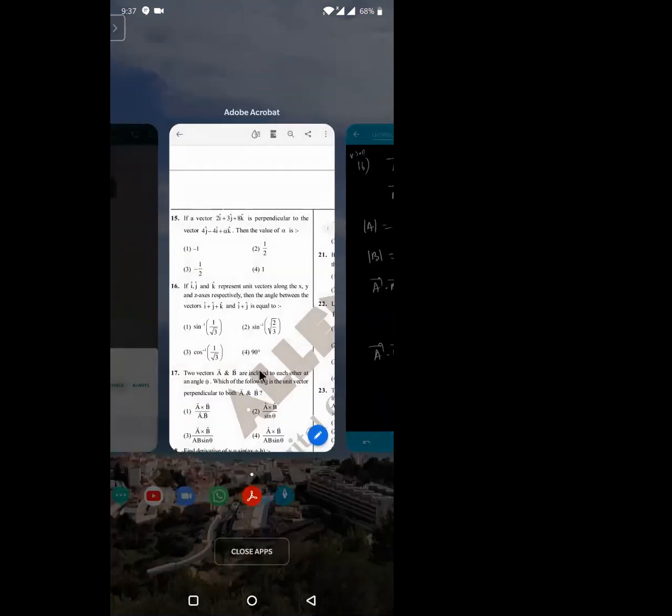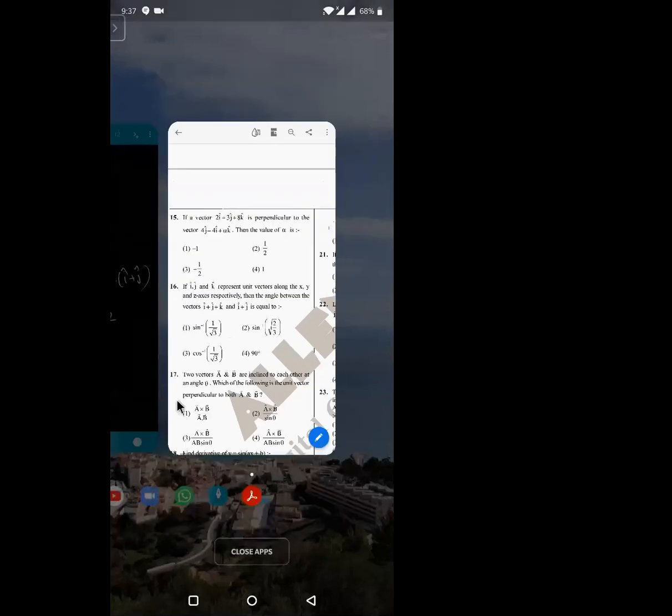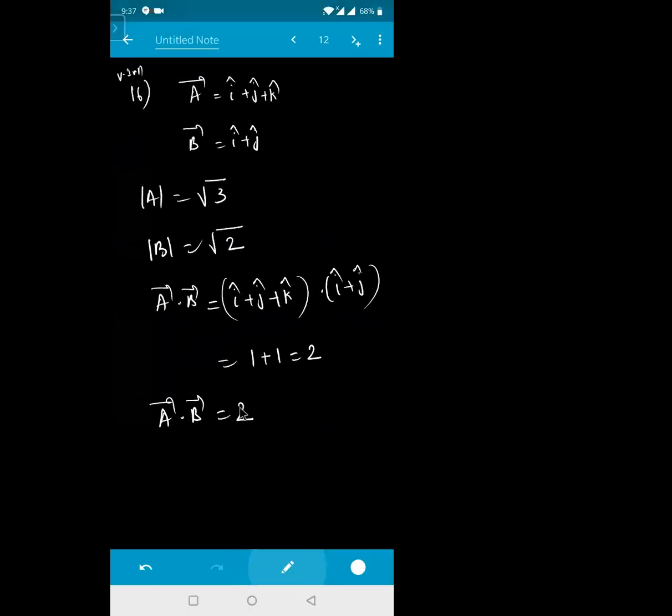Now see here, what the problem is telling is the angle between the vectors, not the scalars. If it were scalars, then I would directly take the cos theta. So from a bar dot b bar, I can get the value of cos theta. So cos theta will be equal to a bar dot b bar divided by mod a into mod b. A bar dot b bar is 2 and mod a into mod b is root 3 into root 2.